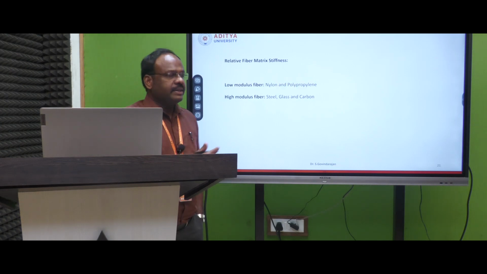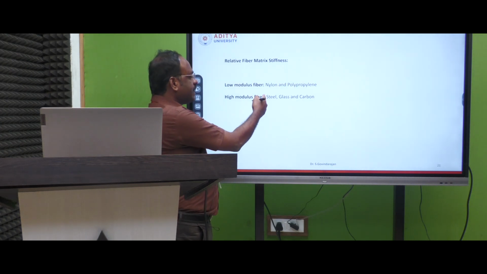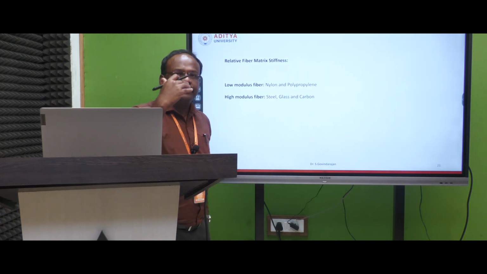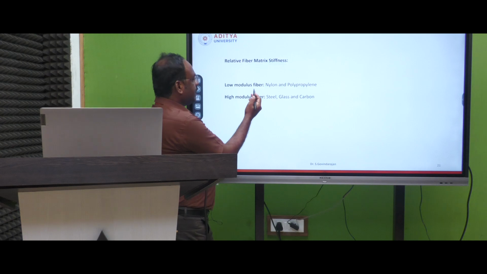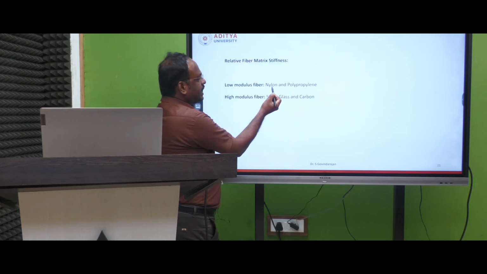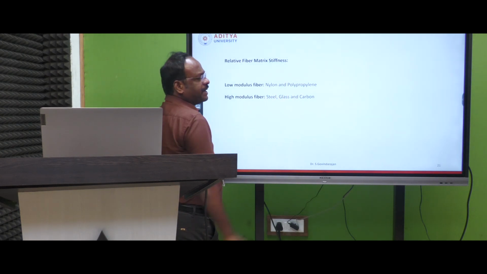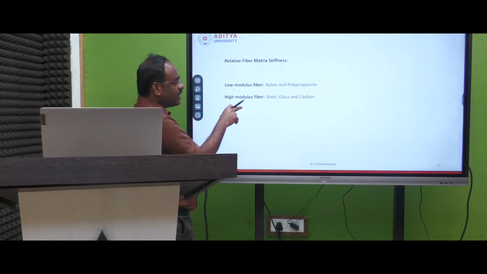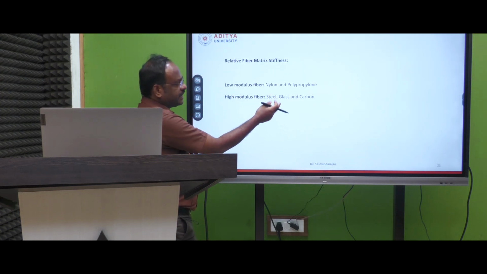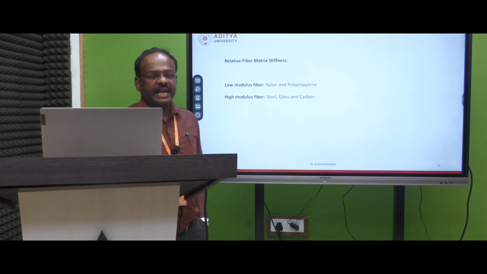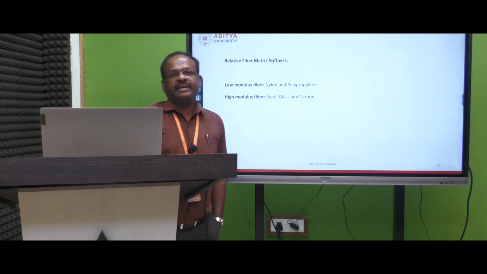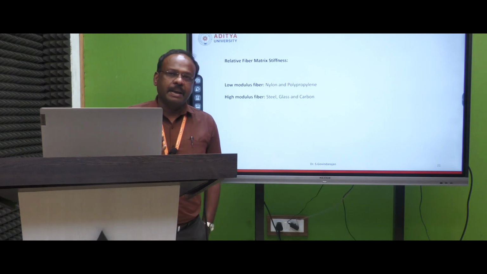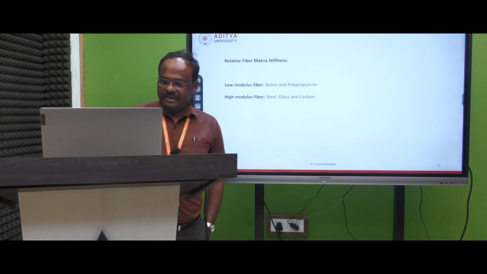Already I said that natural fiber has a low value. Natural fiber and synthetic fiber have less strength compared with artificial fiber. So here I take the low modulus fiber as synthetic fiber, like nylon fiber and polypropylene fiber. High modulus fiber is made from steel, glass, carbon, AR glass fiber and basalt fiber. These are all artificial fiber, and artificial fiber is nothing but man-made fiber, right?